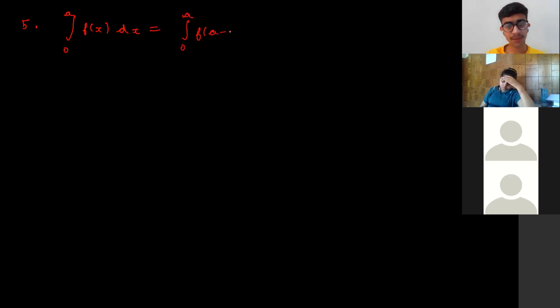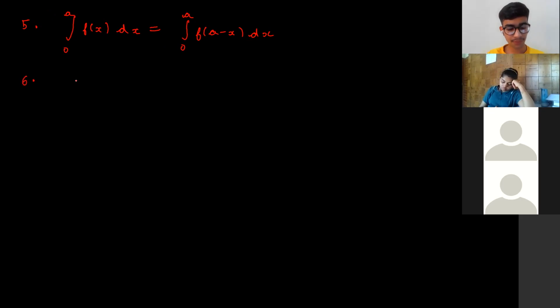So the next property is that integration 0 to a f of x dx is equal to integration 0 to a f of a minus x dx. It's actually the same property कि a plus b minus x कर दिया है यहाँ पे. So the fifth property is actually that property only, the one which we studied before, the fourth property.